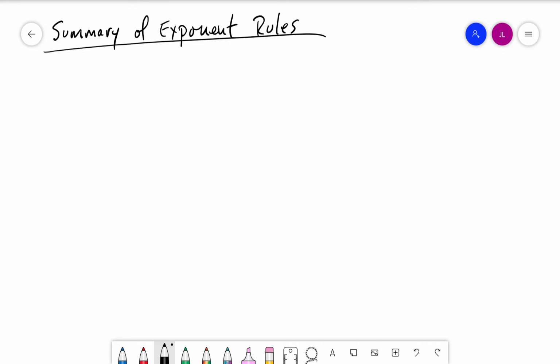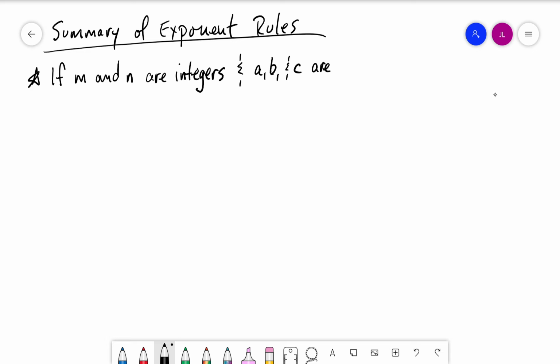We're going to do a summary of the exponent rules that we have here. To start with, we need to remember that m and n are integers, and a, b, and c are real numbers. This is the summary of the exponent rules I'll be going over.